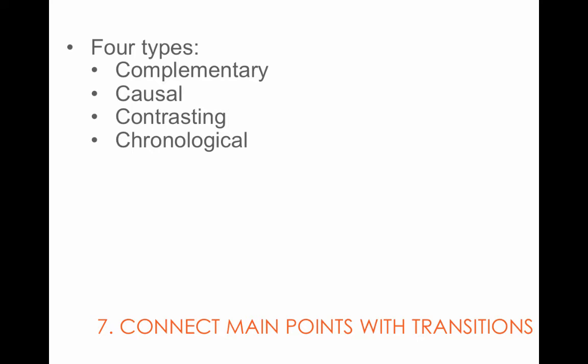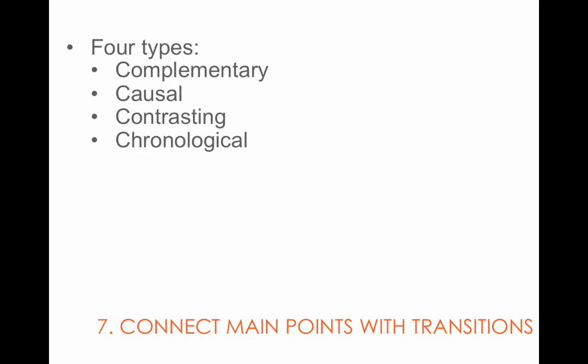Complementary transitions use a lot of words such as likewise, also, or in addition to. Causal transitions are sentences that show how the first main point caused the second main point. Use a lot of words like because of, as a result of, or therefore. Causal transitions are really good for causal organizational patterns, and can also be really good for chronological patterns as well.